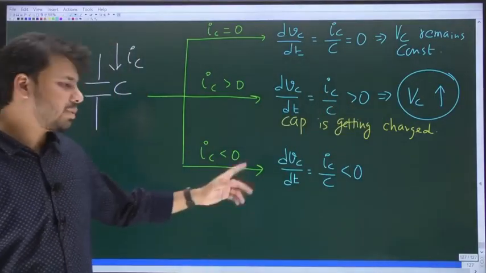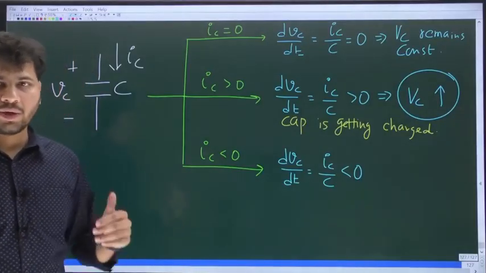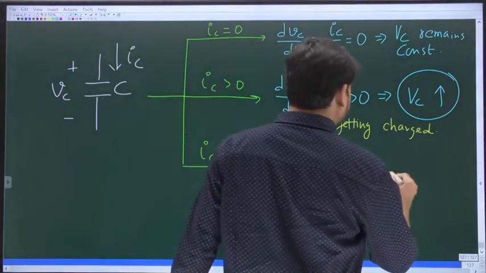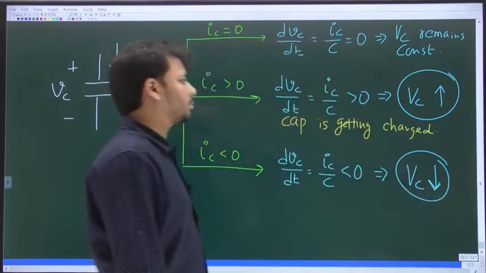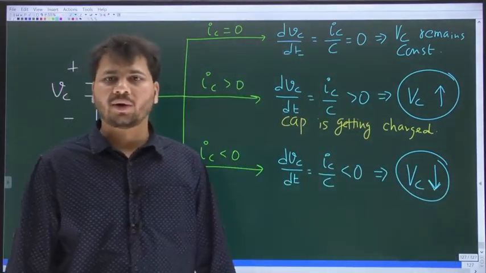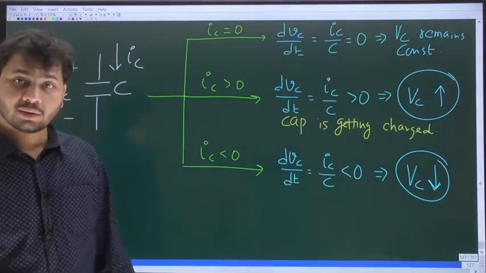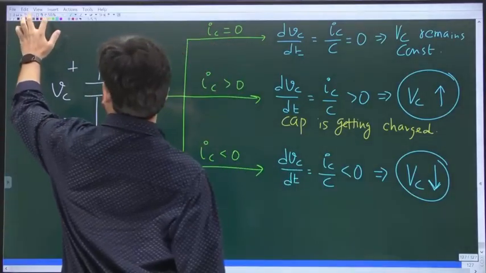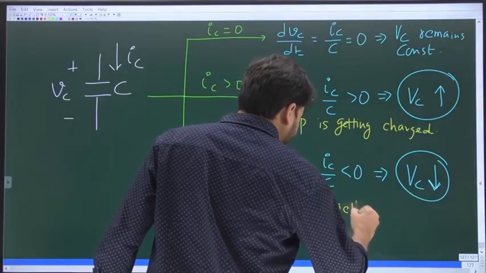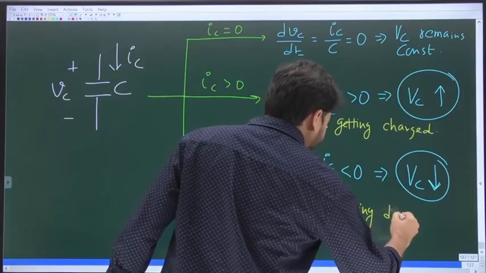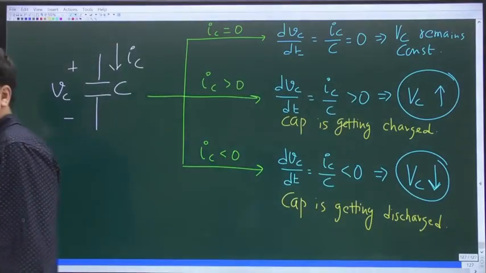Increasing with time. But now the rate of change is negative, which means VC is going to decrease with time. So in the third case, VC will decrease with time. VC increasing with time means the cap is getting charged, and VC decreasing with time means the cap is getting discharged. So in the third case, we must say the cap is getting discharged.